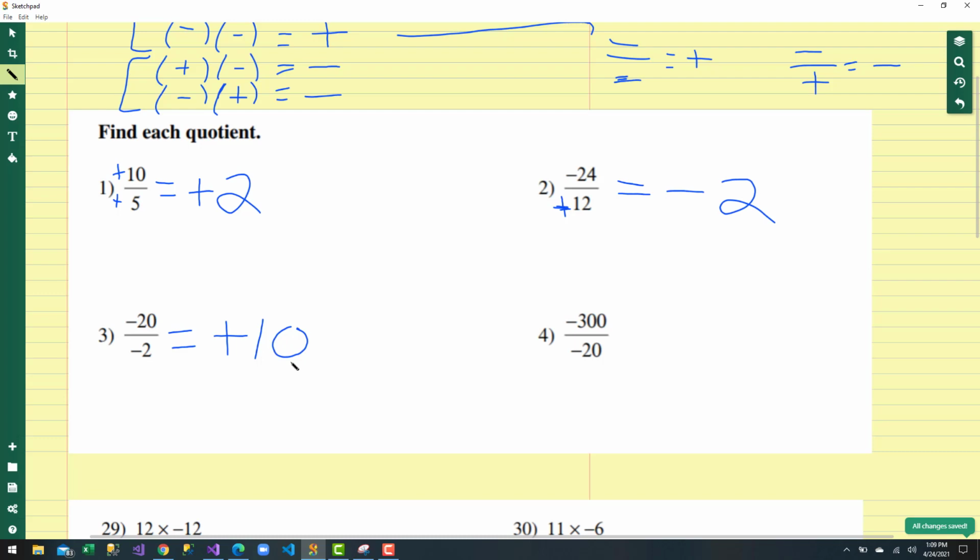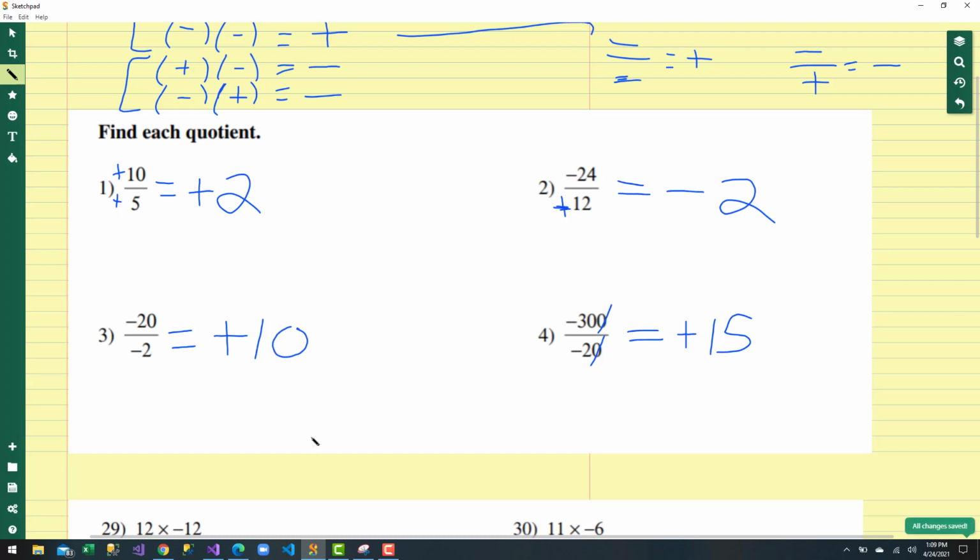Problem number 4, ignore the numbers. We have a negative divided by negative. Same sign. I know the rule says same sign, whether it's multiplication or division, the answer is always positive. 300 divided by 20 is what? This 0 cancels out with this 0. 30 divided by 2, the problem's easier now, that's 15. So the answer is positive 15.